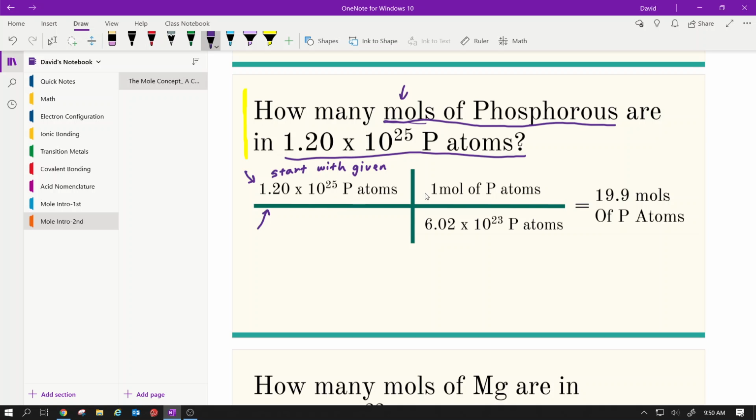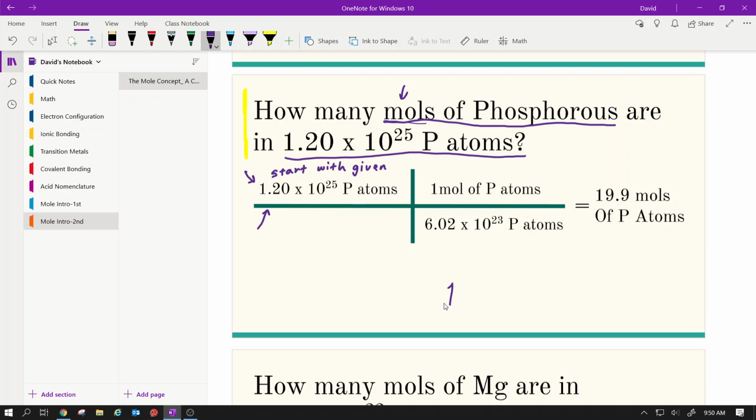All right. Check this out. What I've done here is I've written two equivalent terms. You remember that we said 1 mole of anything was 6.02 times 10 to the 23rd of that thing. So 1 mole of phosphorus atoms is equal to 6.02 times 10 to the 23rd phosphorus atoms. So really this is a fraction that is equivalent to 1.